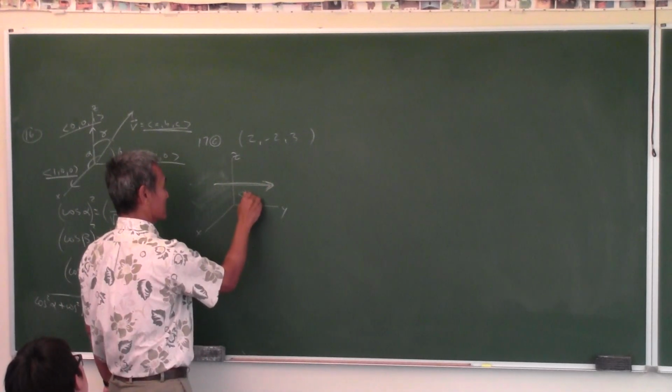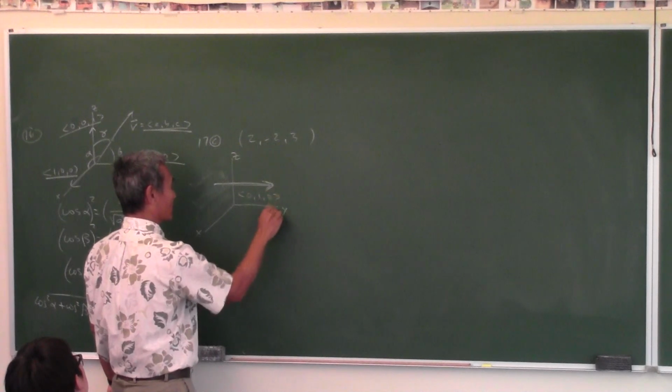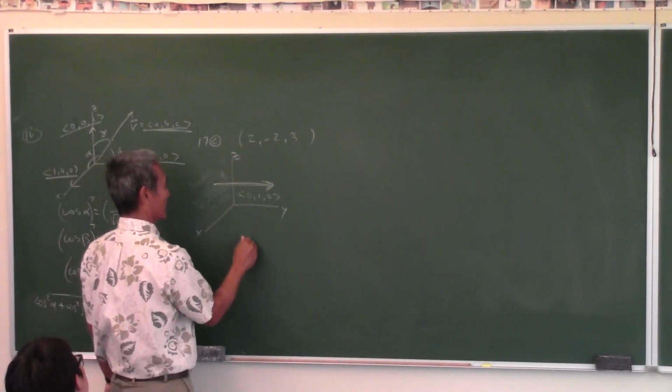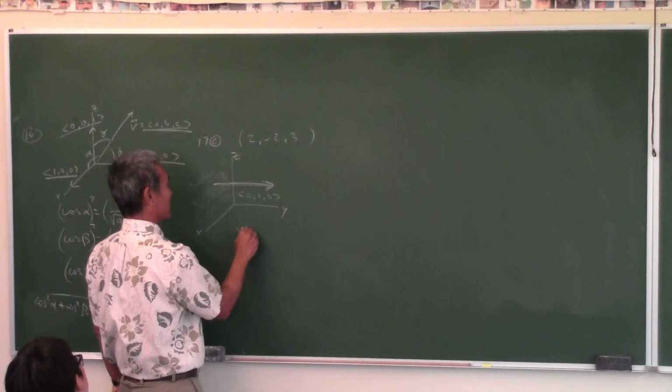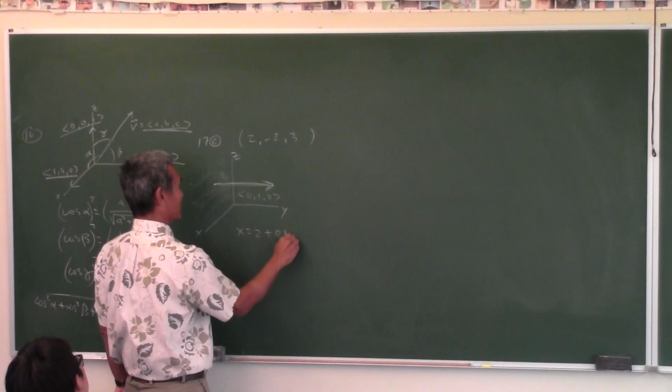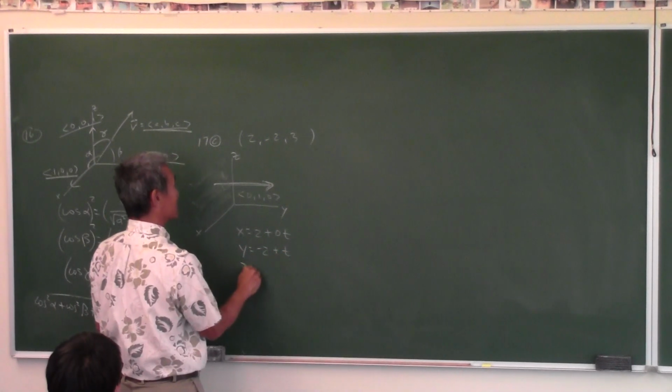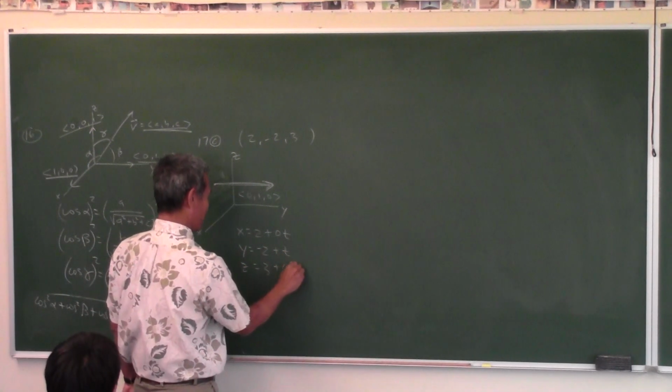(0, 1, 0). Okay, so therefore x equals 2 plus 0t, y equals negative 2 plus 1t, z equals 3 plus 0t.